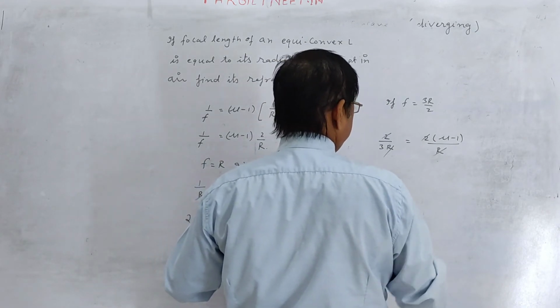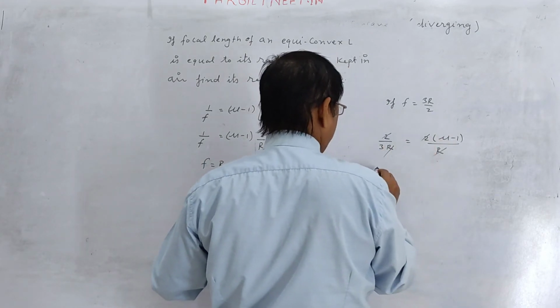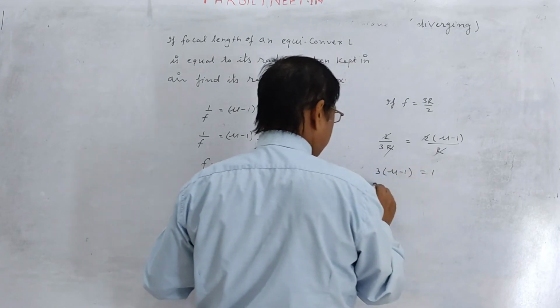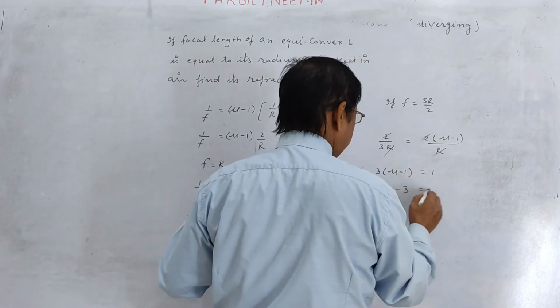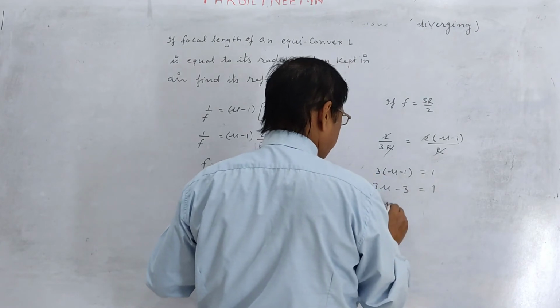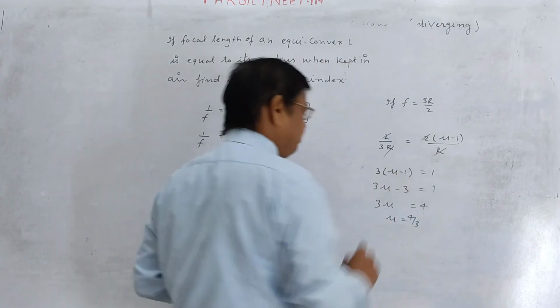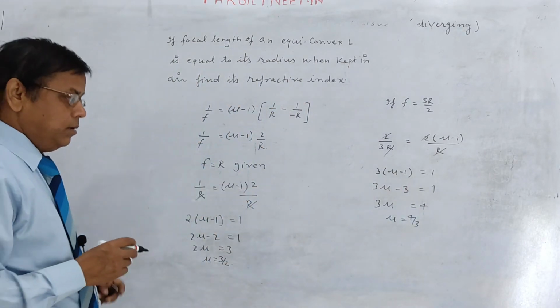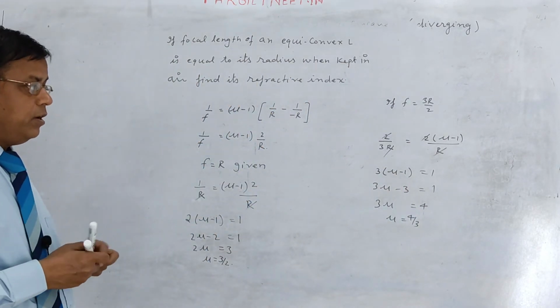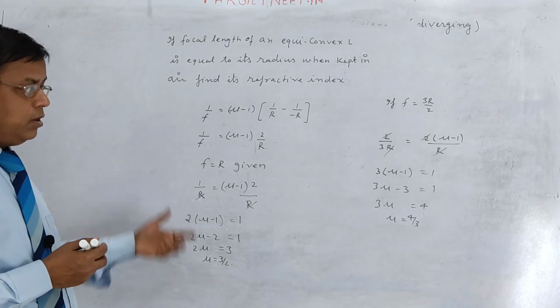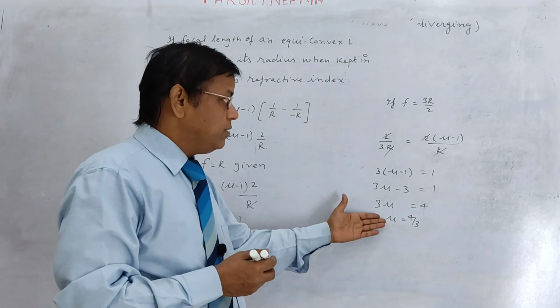So it is 3 times mu minus 1 equal to 1. So 3 mu minus 3 is equal to 1. So 3 mu is equal to 4. So mu is equal to 4 by 3. So this will be refractive index of lens material. If focal length is equal to 3r by 2, then refractive index of lens material will be this.